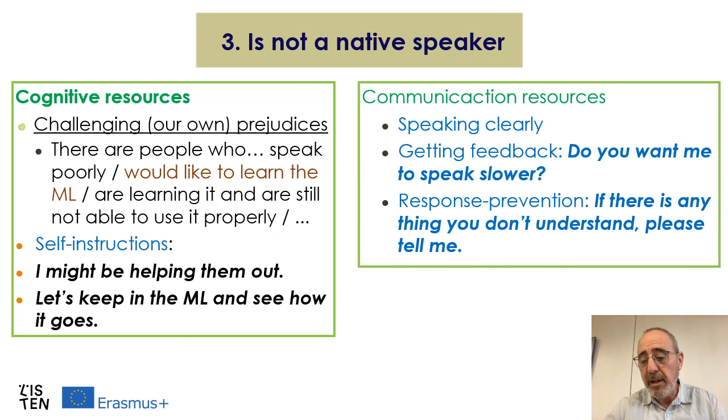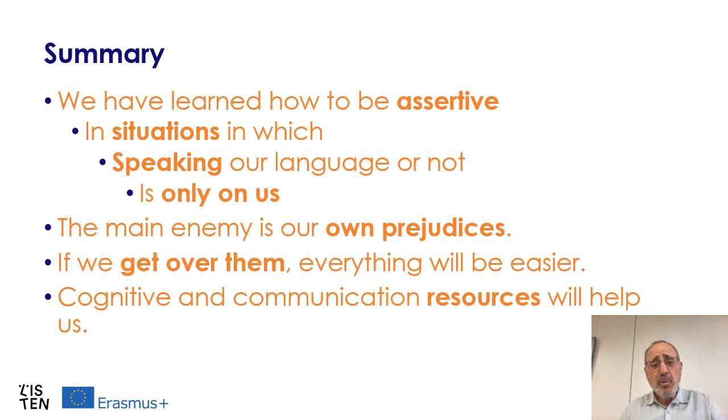So in summary, we have learned how to be assertive in very simple situations in which speaking or not our own language depends exclusively on us. Remember, green layers. So the main enemy is our own prejudices, and we can overcome them just by asking ourselves the appropriate questions. And then we've learned some simple cognitive and communication resources that might help us.